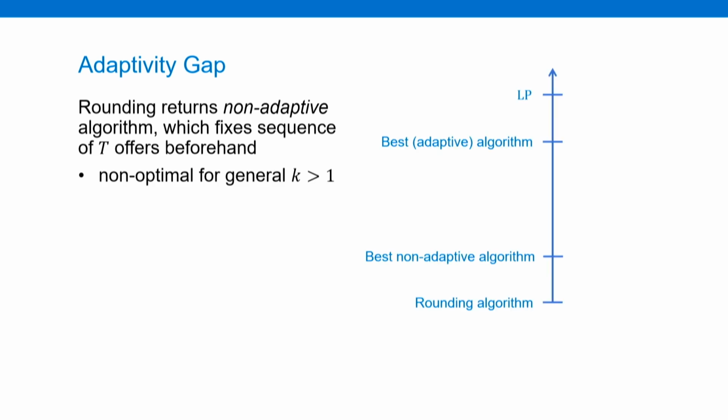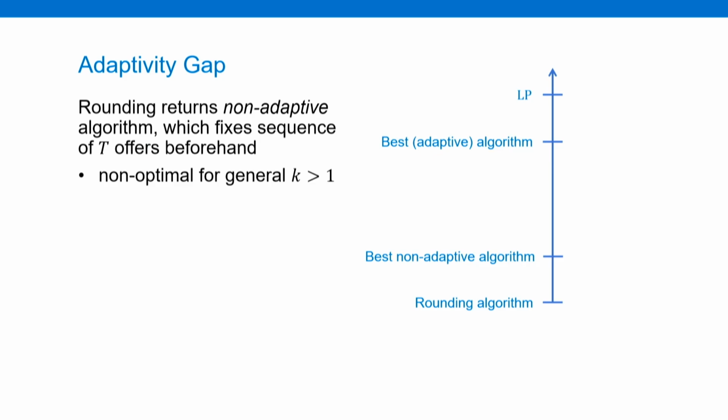So in general, I can think of a picture like this, where this was the rounding algorithm I gave, which gives you a non-adaptive algorithm. The best non-adaptive algorithm is going to be better than that, but it's still going to be worse than the best adaptive algorithm that adapts the order depending on how many positions are left relative to time. And then the LP is an upper bound on everything.